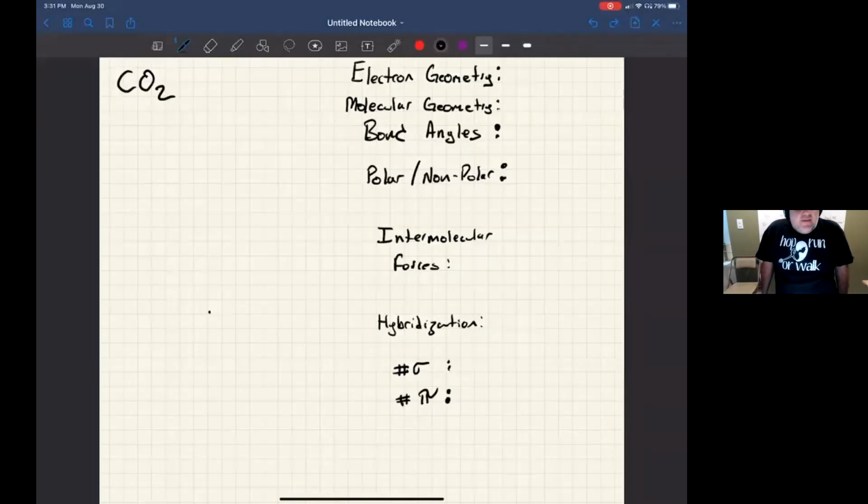Okay, guys, this next one has us do the Lewis structure and determine all of these properties for CO2. Again, if we're in introductory chemistry, we're going to stop at polar, nonpolar. We'll do it all if we're in general chemistry.